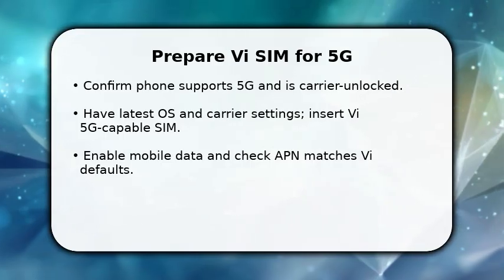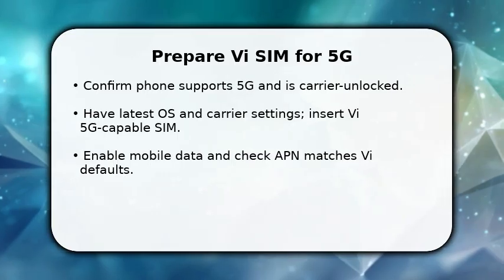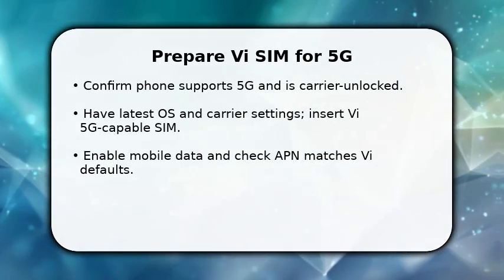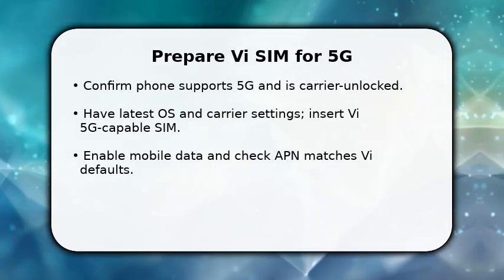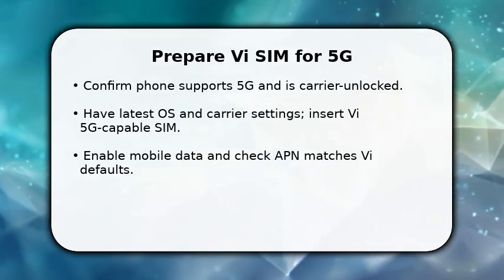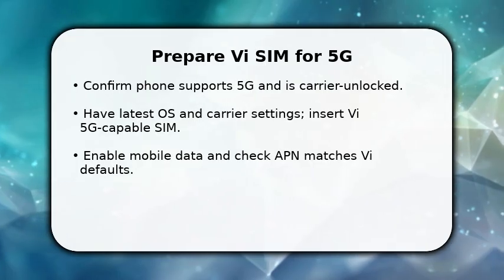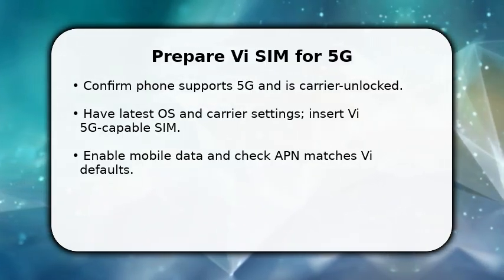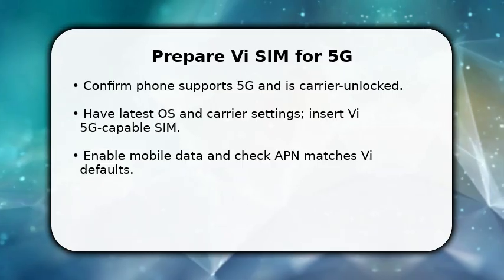You start by confirming your phone is 5G capable and unlocked. That matters because hardware limits access. Once done, update the OS and carrier settings so the phone recognizes VI's 5G profile. Insert the VI SIM in the primary slot or activate the eSIM, then enable mobile data.